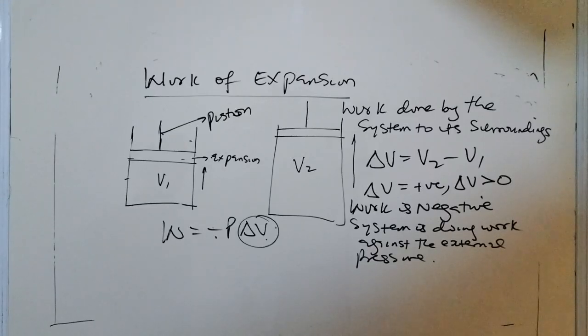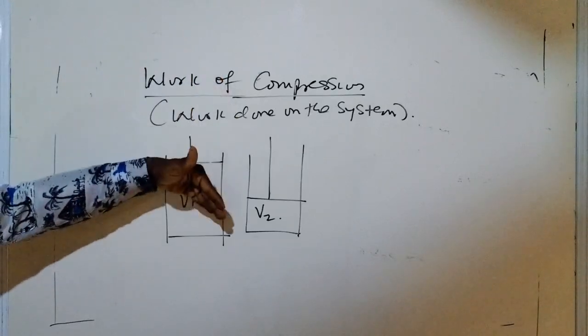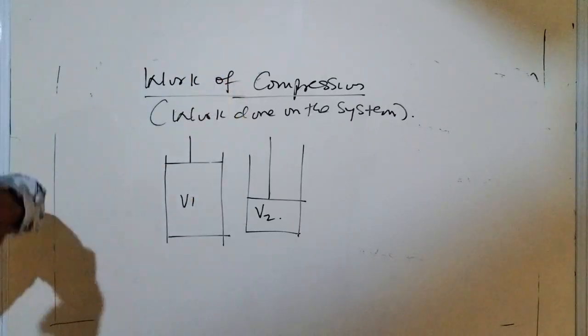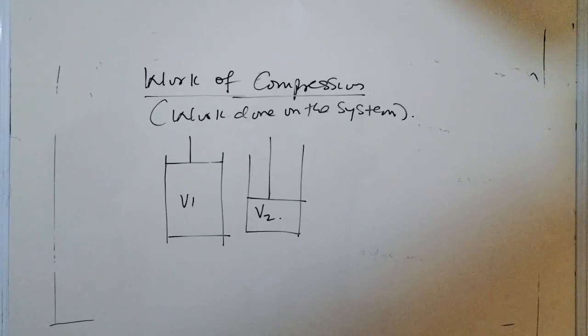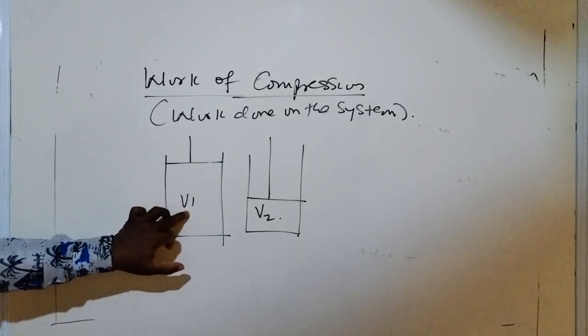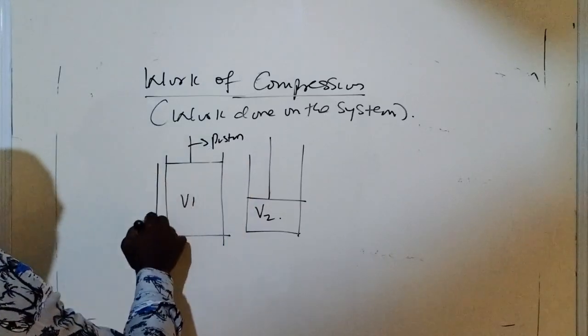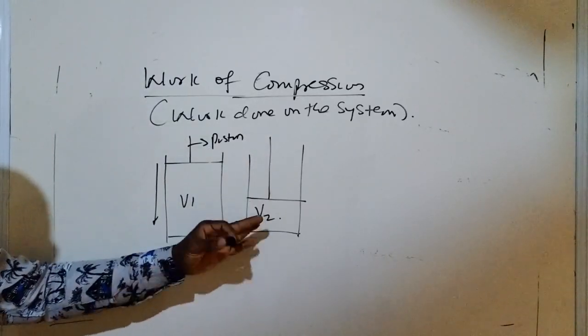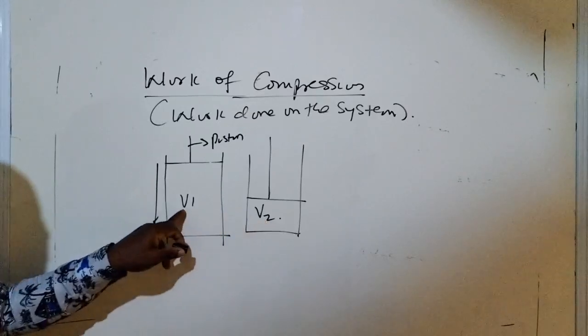The next we're going to consider is work of compression, not expansion. We'll now say this one is work done on the system. Remember that work of expansion is work done by the system, while this is work done on the system. So you want to compress a gas. Let's say this cylinder is filled with a gas. Volume is V1. To compress means to push the piston. You push the piston downwards. When you push the piston downward, the volume of the gas now becomes smaller, compacted or contracted. So the final volume now is less than the initial volume.